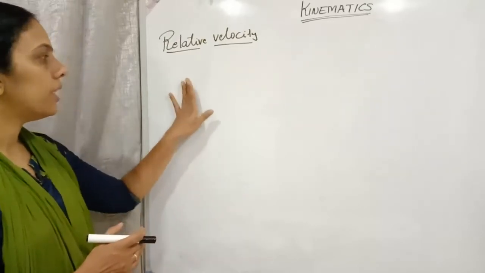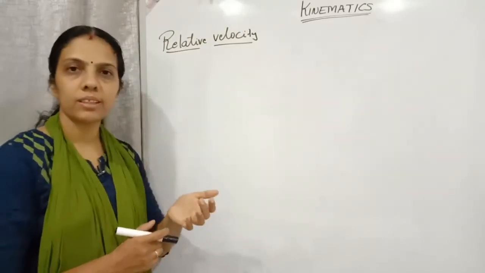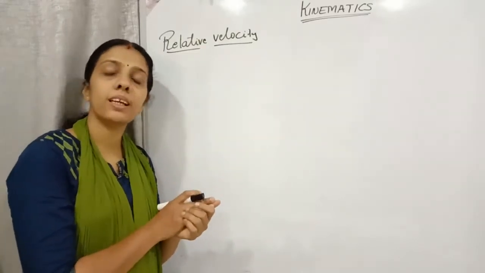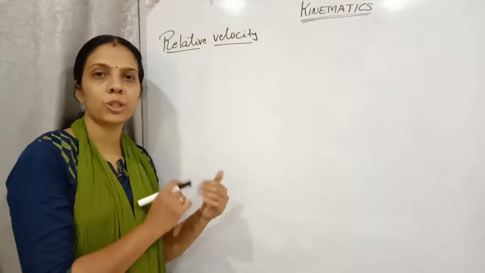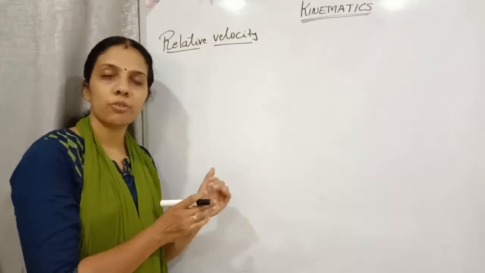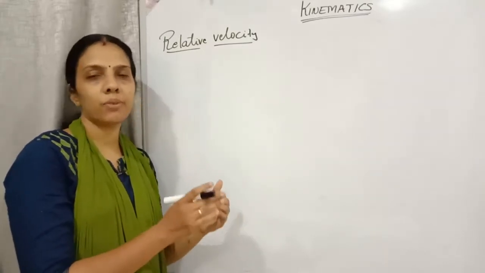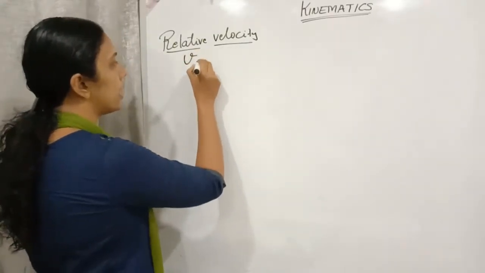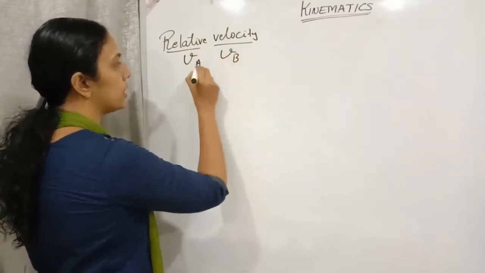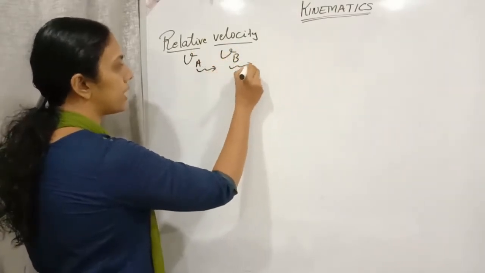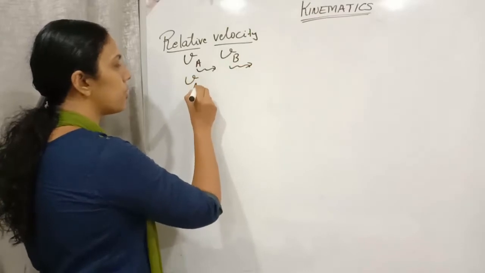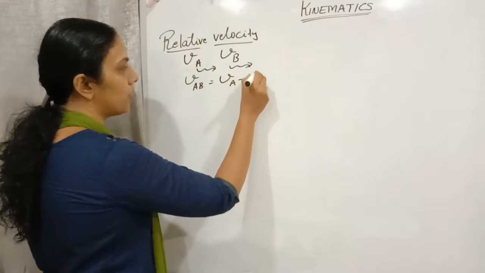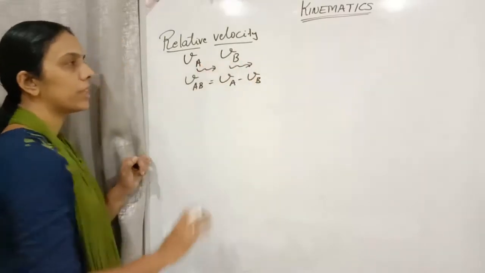In relative velocity, last class we learned that if two objects are moving with different velocities, then the relative velocity of one with respect to the other will be the velocity of the first one minus the velocity of the second one. So VA is the velocity of one object and VB is the velocity of another object. Both are moving in the same direction. Then the relative velocity of A with respect to B will be equal to VA minus VB. This is if both are moving in the same direction.